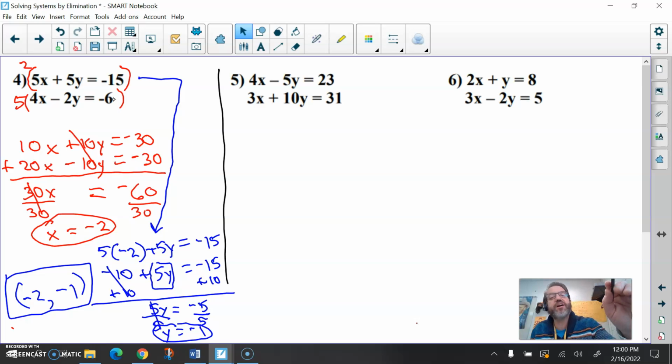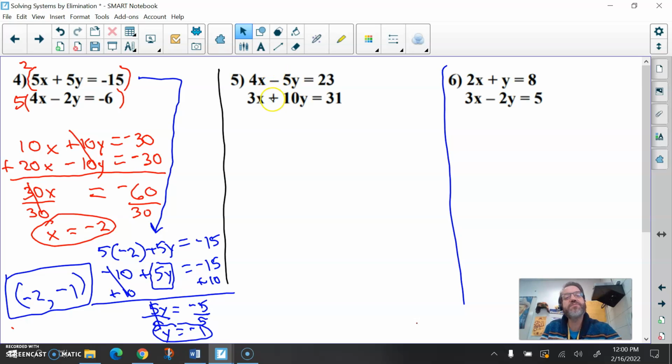All right, so let's look at number 5. And as I glance at number 5, I can see it is going to be a little bit easier than number 4 was. The reason I say that is because when I look at my y terms here, it's going to be easy to get these to be opposites. If I take the top equation times 2, this will become minus 10y, which is the opposite of plus 10y, and then my y's will drop out. I don't even have to change the second equation.